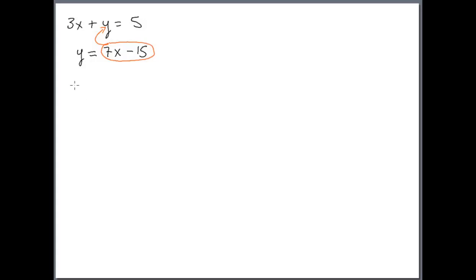And we get 3x plus y, which is 7x minus 15, equals 5. We now have an equation that we can solve. This is 10x. Add 15 over to the other side, and we get 10x equals 20. X is 2. This gives us half of the answer.